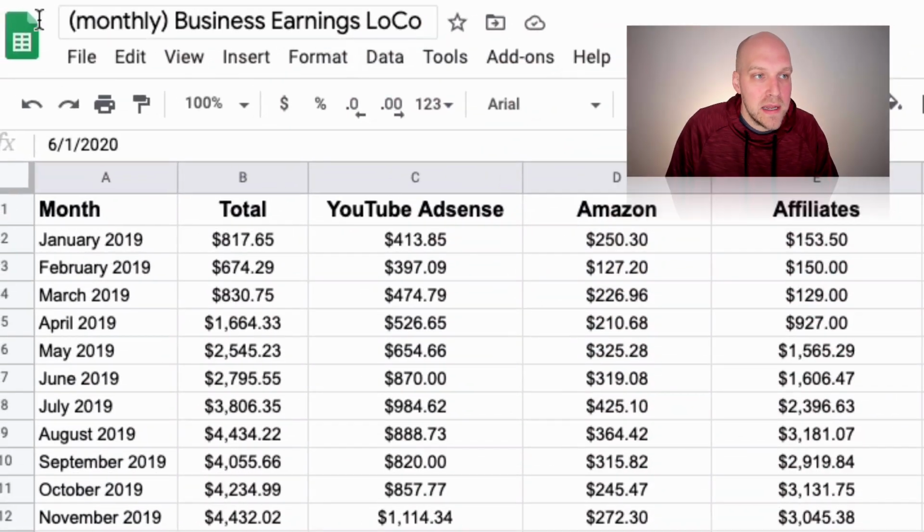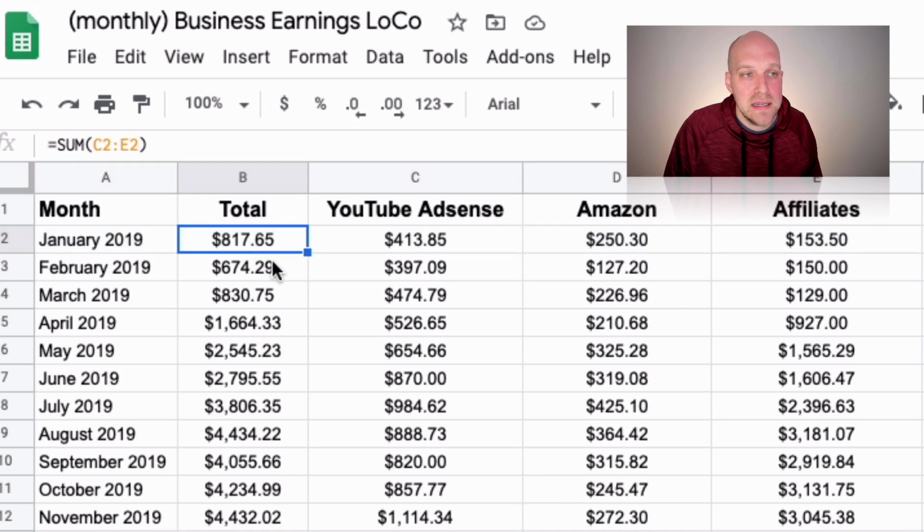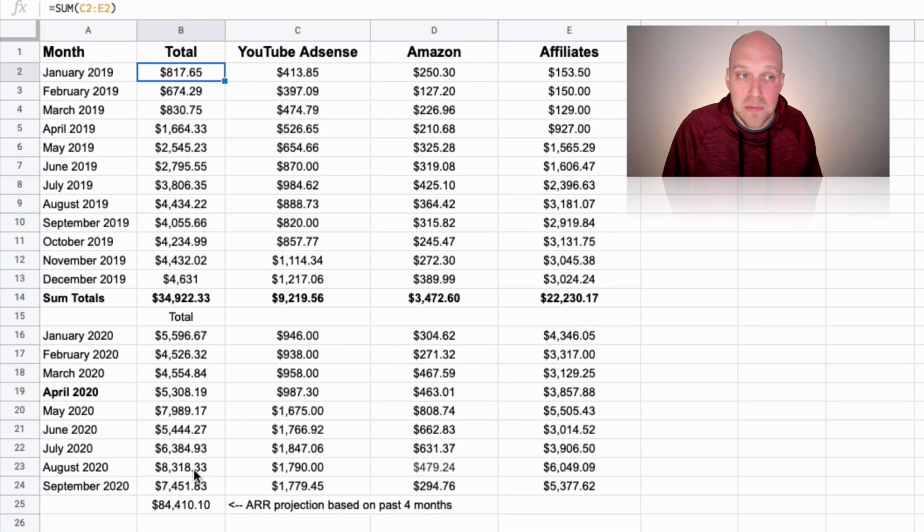So this right here is a spreadsheet that I keep track of for myself on how I'm generating income for my business. When I say my business, it's about 99% YouTube revenue. And you'll see that in January of 2019, I had $817.65 total. Definitely not enough to leave your job, but I was able to more than 10x that number when you look at August 2020, where I made over $8,300 from YouTube.